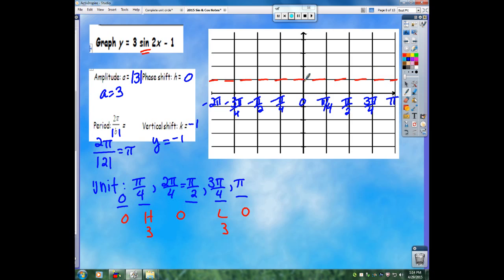So at 0, we're at 0. At pi over 4, we should be going up 1, but we're going to go up 3: 1, 2, 3. At pi over 2, we're back down at 0. At 3 pi over 4, we're going to go down 3, 1, 2, 3 from that baseline. And at pi, we're at 0. And that pattern is going to continue on the opposite side. We're going to do the reverse of it. So we're going to go down 3, back to 0, up to 3, back to 0. So now you've graphed 2 full periods of your graph, and that's typically what our goal is.